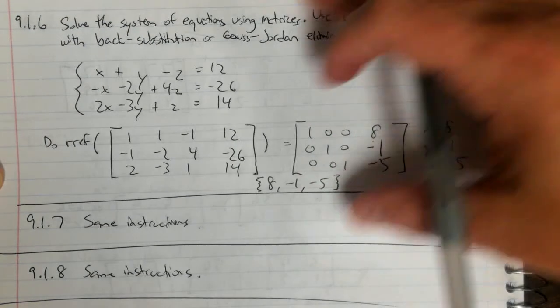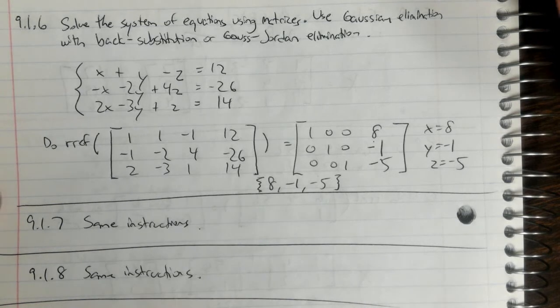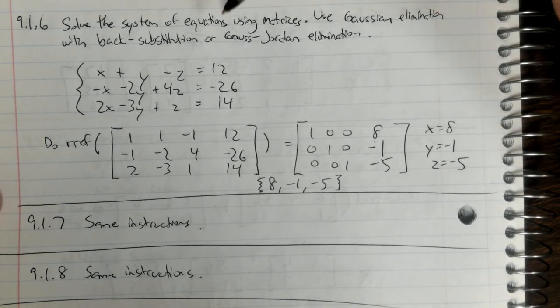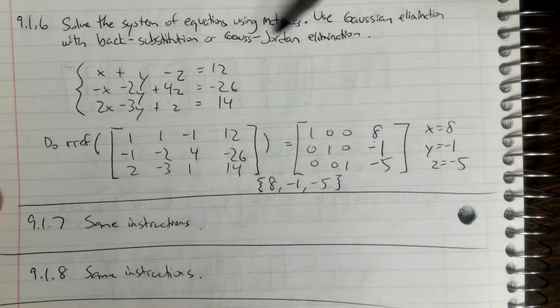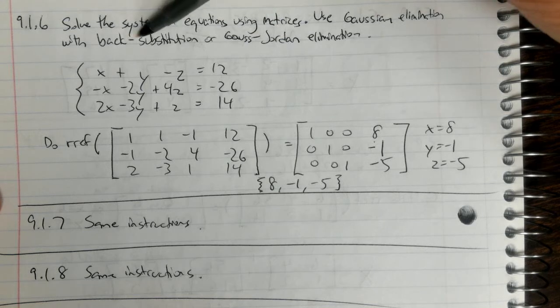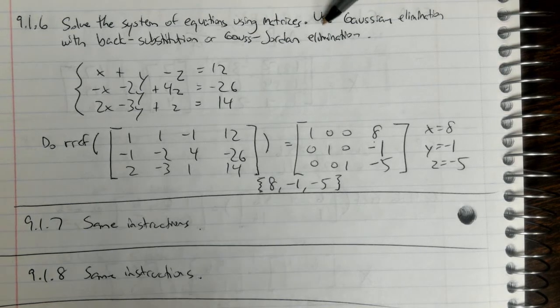And everybody else, you could see this possibly on your review for your tests. It says solve the system using matrices, use Gaussian elimination with back substitution or Gauss-Jordan elimination. Now that sounds really weird. Why don't we just do it like we always do?